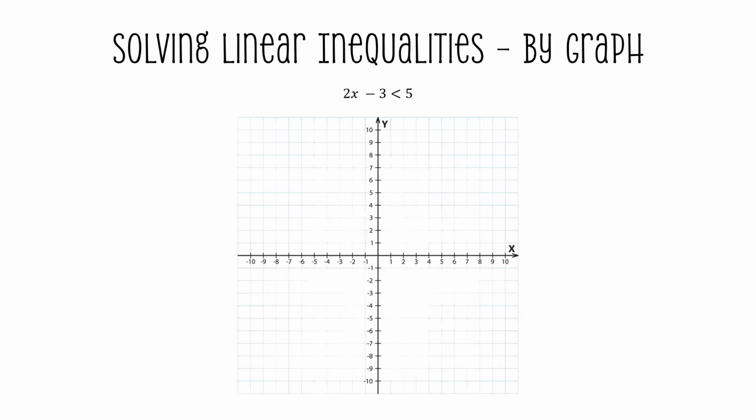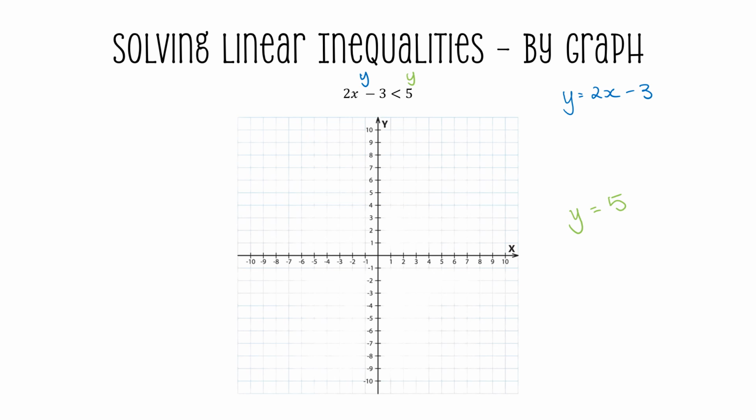So let's have a look at solving this linear inequality by graphing them out first. What I've got here is two separate linear equations: y equals 2x minus 3 and y equals 5. What I'm going to be doing is graphing these two and then finding that point of intersection, and in this case, finding where y equals 2x minus 3 is lower than y equals 5.